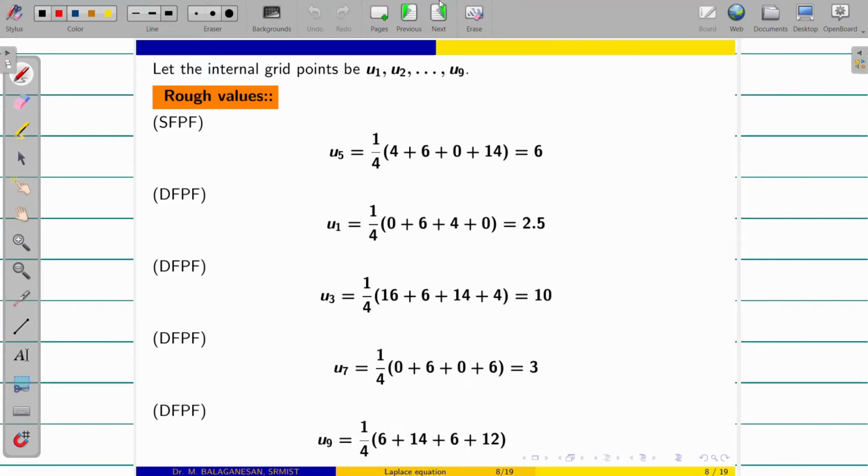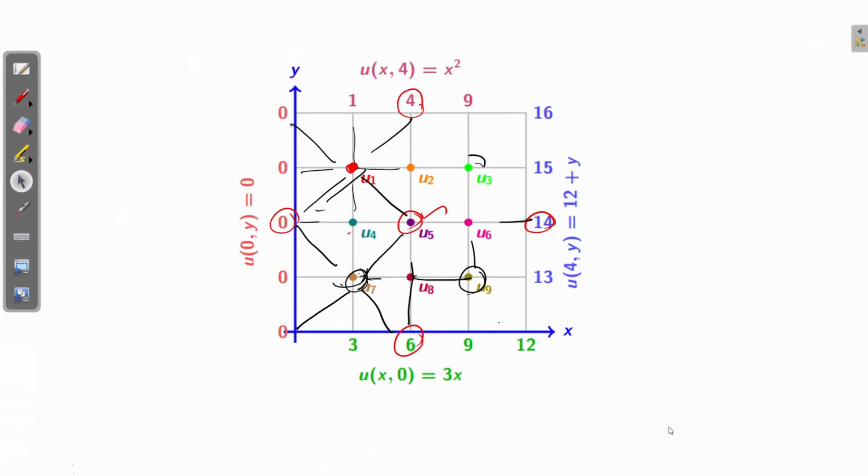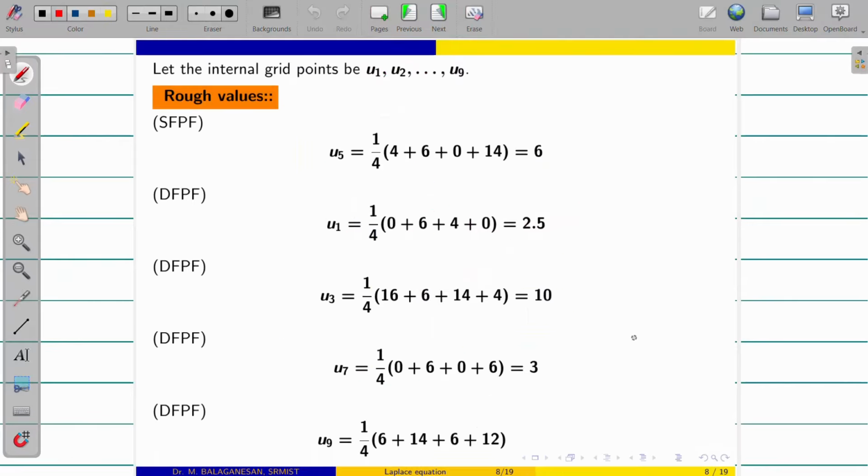What about U9? You just tell me the answer for that. U9, how to do that? 12, yes, exactly, plus U5 plus 14 plus 6. U5 is 6, equivalent to this. That's it. We found the rough value or initial value. We can write it like that, initial values. That way also you can write it.